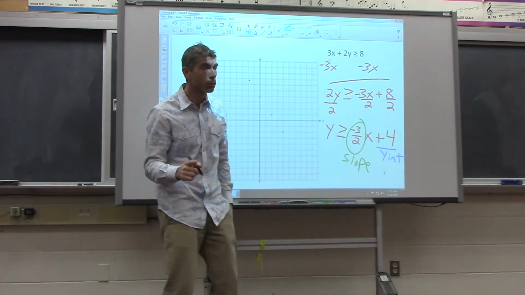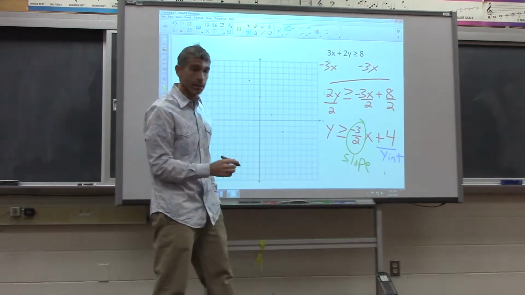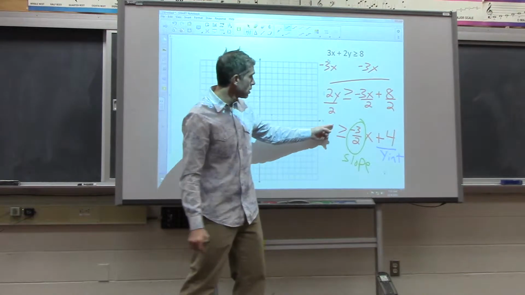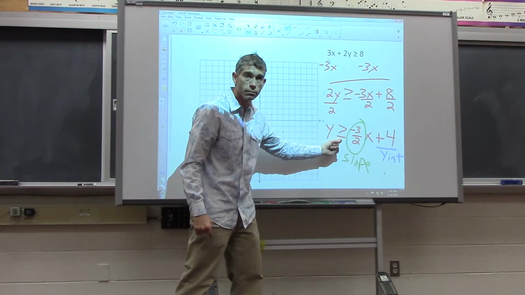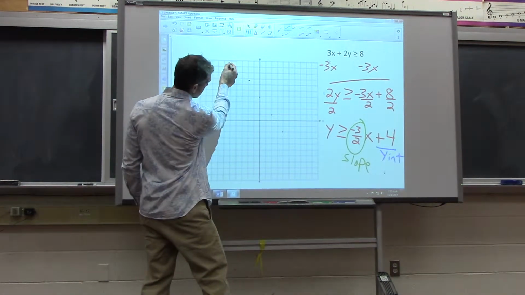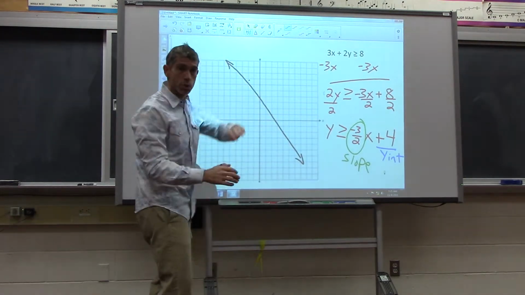And here's where it gets a little weird. Are you drawing the line with kind of a solid line or a dotted line? What we're trying to communicate are all y values that are greater than or equal to. So because this has the or equal to symbol, I'm going to connect it with a solid line. I'm going to do my best here connecting these dots with a solid line, and probably use a straight edge.